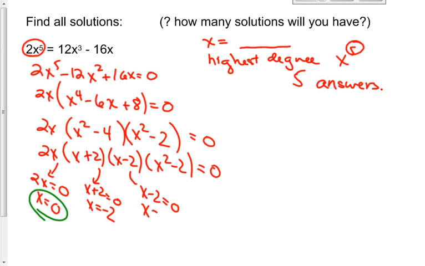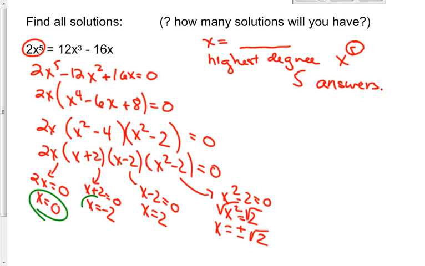X squared minus 2 equals 0. X squared equals 2. I don't want x squared, I want x. So I'm going to square root both sides. And whenever I square root both sides, remember we have to have both a plus and a minus. There's my other answers. So I had 0, negative 2, positive 2, positive square root of 2, negative square root of 2. That comes up with my 5 solutions. 1, 2, 3, 4, 5. 5 solutions. Okay? So there you have it, factoring completely your expressions and factoring completely with solving an equation.